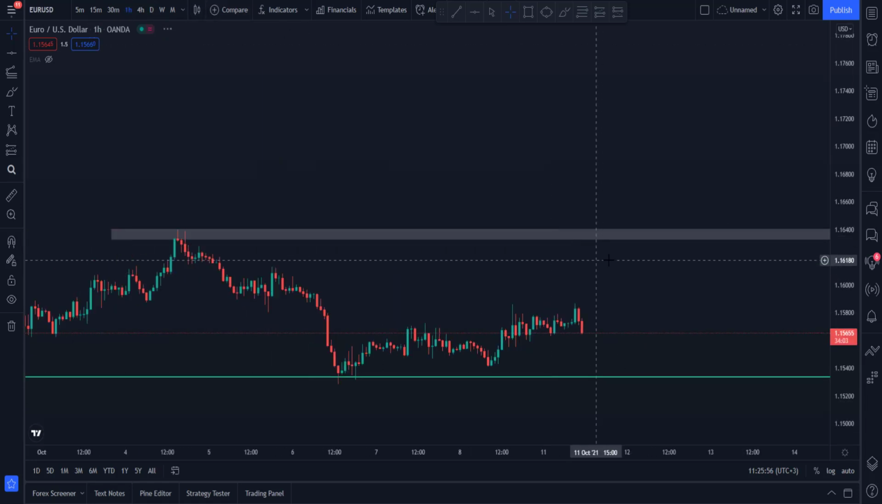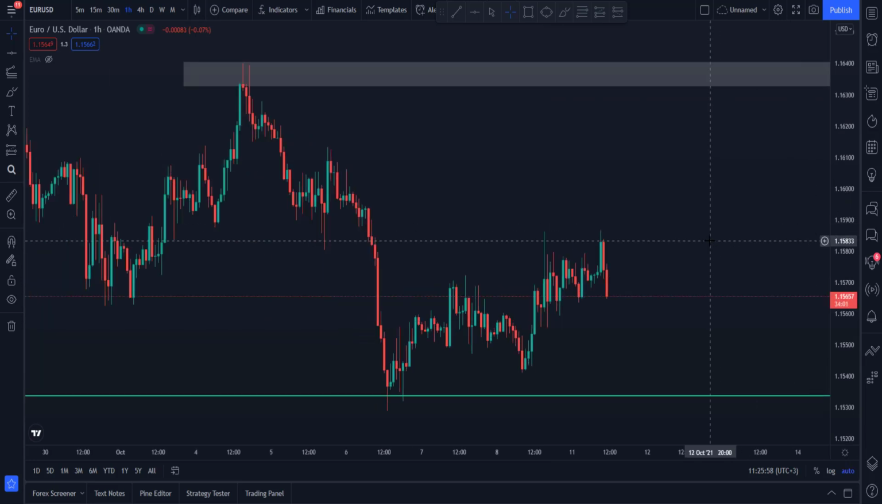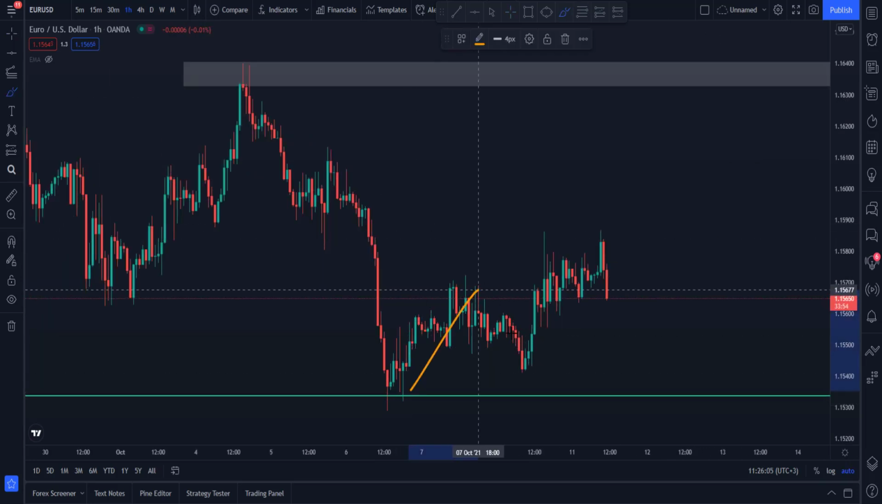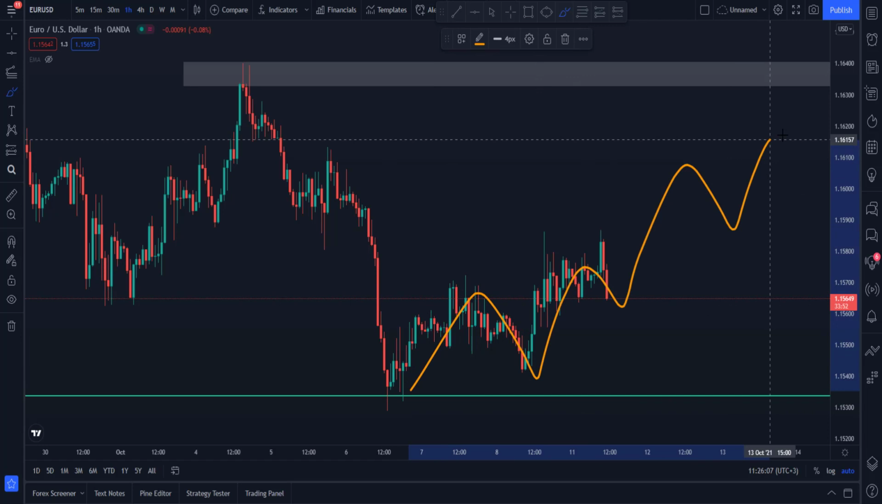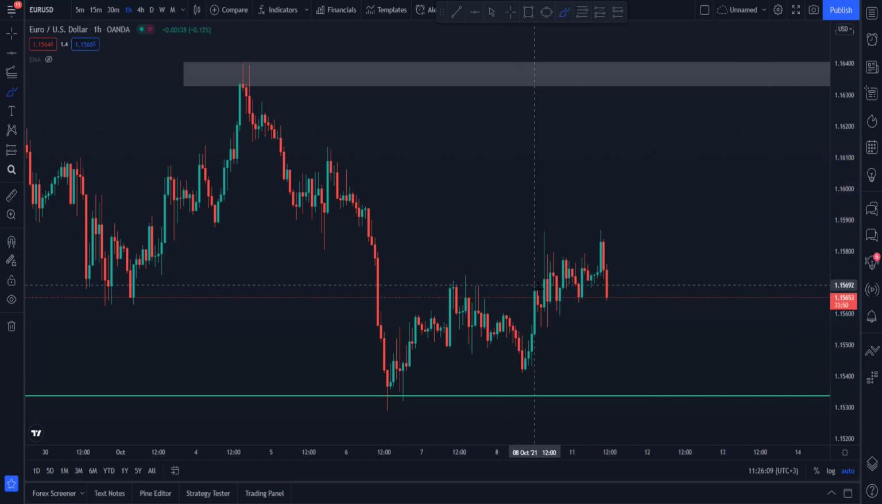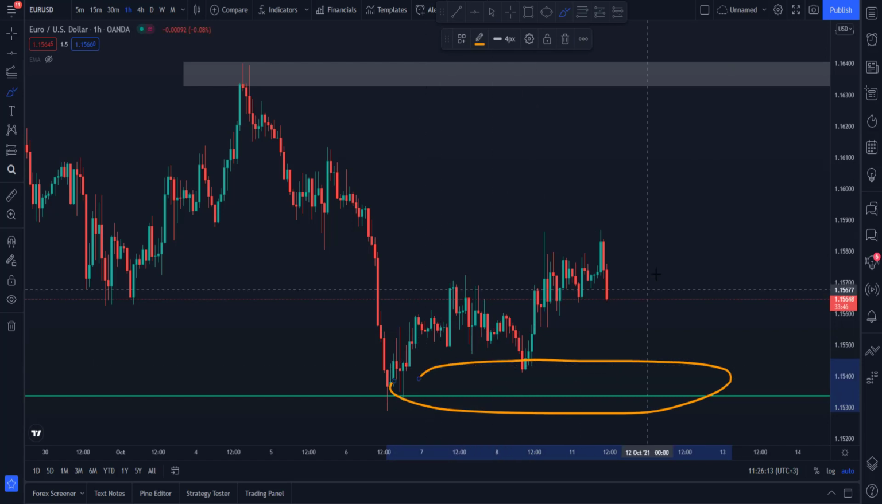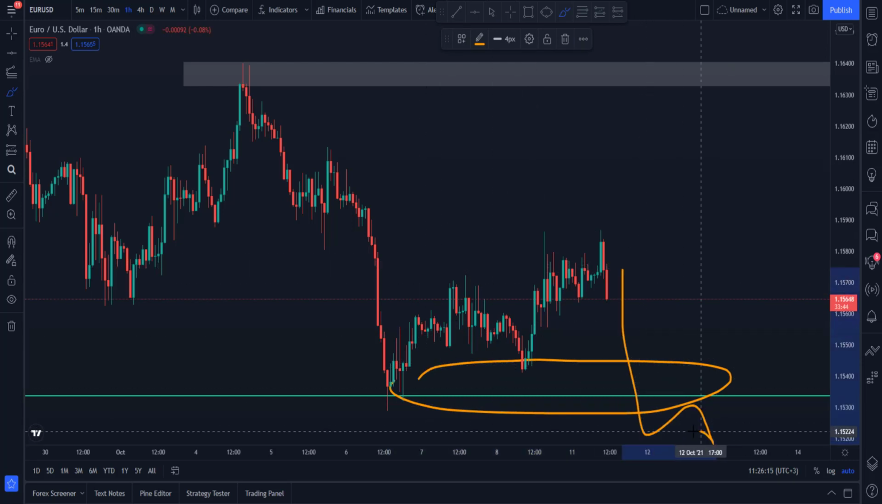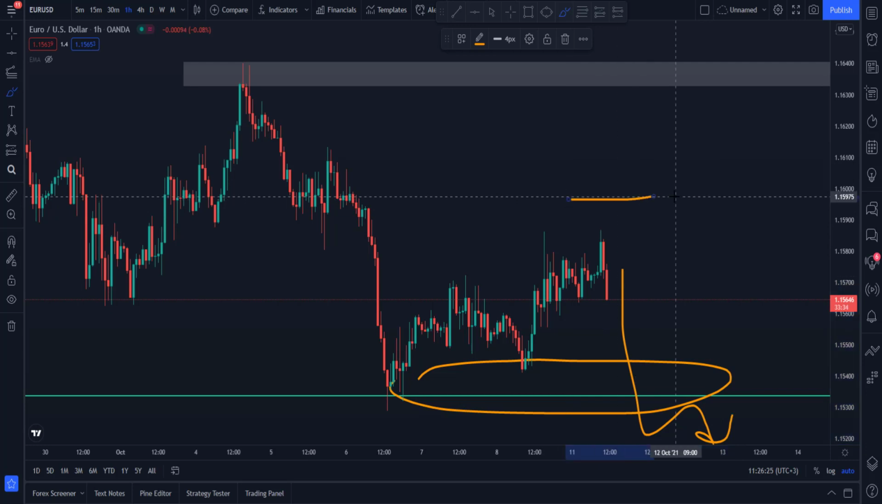So looking at the hourly chart, again, what we've got here is either this move will continue a bit higher and it will then reverse, or we're going to see price breaking below this structure right here, possibly coming back for a retest, and this is where we're going to be making our entry. We can then use a stop loss right here.